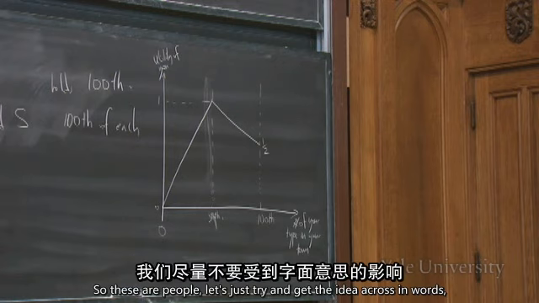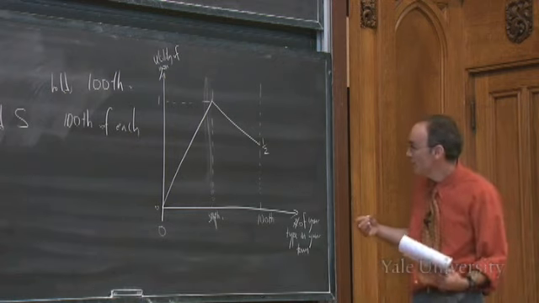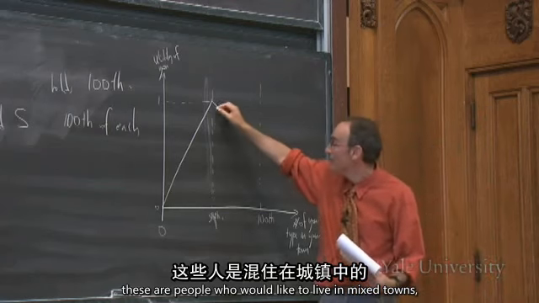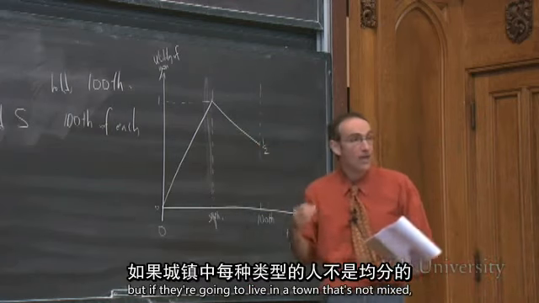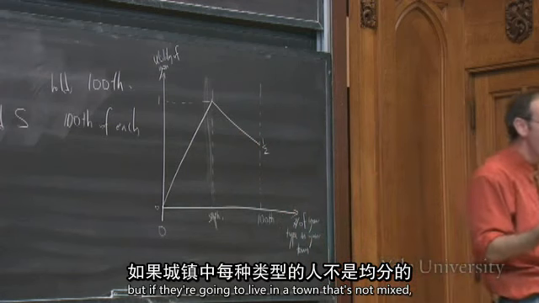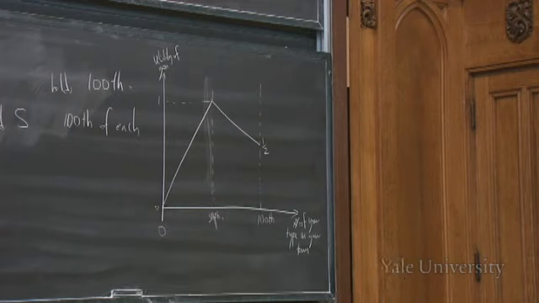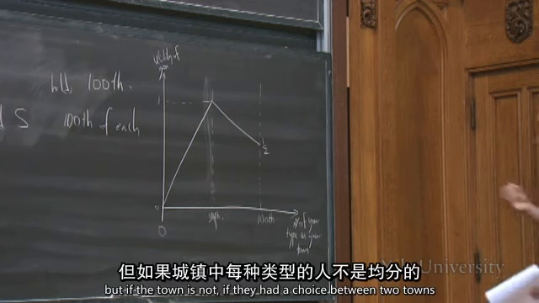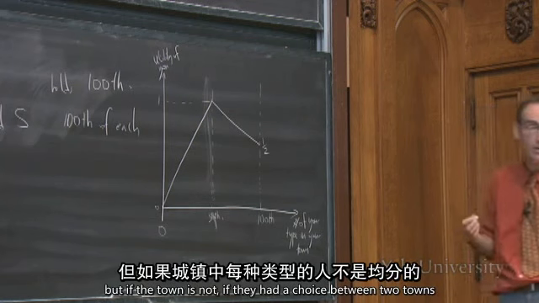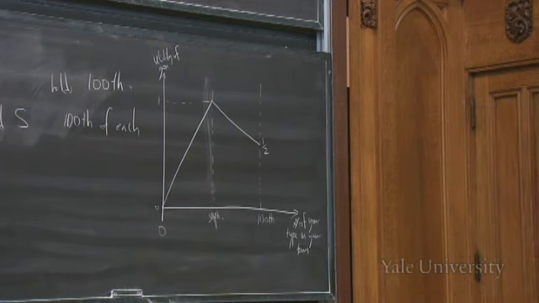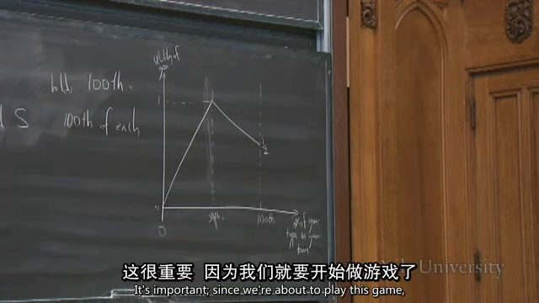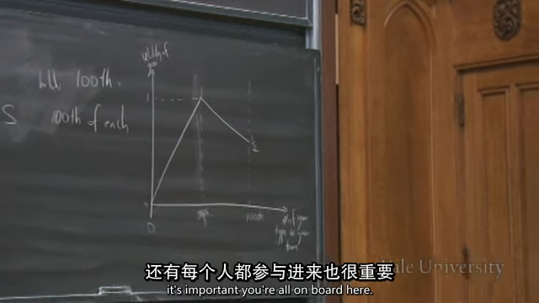All right, so let's try and get the idea across in words. These are people who would like to live in mixed towns, but if they're going to live in a town that's not mixed, they'd rather live in a town in which they're the majority. That makes sense? They'd like to live in mixed towns, but if they have a choice between two towns, and the towns are not evenly mixed, then they prefer the town in which they're the majority. Everyone understand this? Since we're about to play this game, it's important you're all on board here.